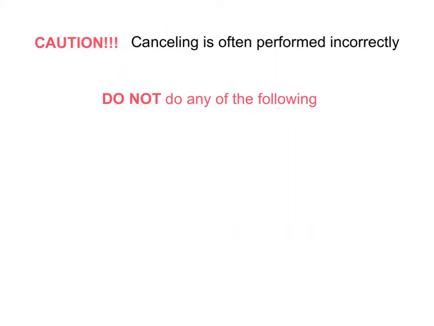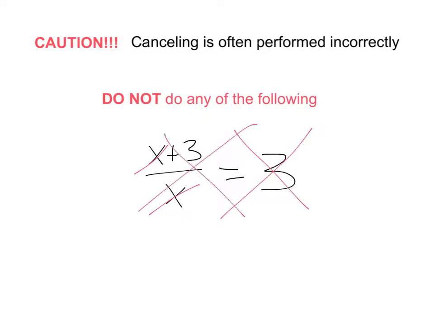Before we go on, I want to caution you about canceling. Some people get carried away and they just start canceling all kinds of stuff that can't be canceled. You can only cancel factors. So for instance, if you have x plus 3 over x, this is not factorable, but for some reason people say, oh look, there's an x there and an x there, so the answer must be 3. No, no, no. Do not do that. You could not go any further than x plus 3 over x. That would be done.